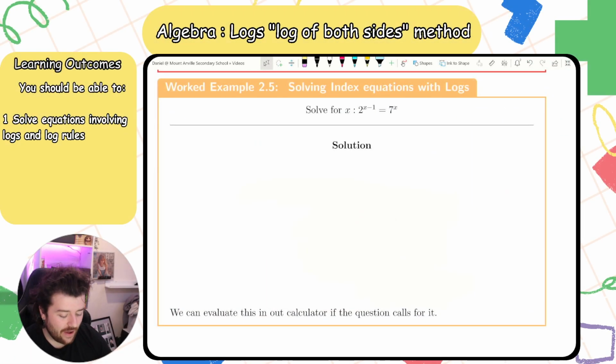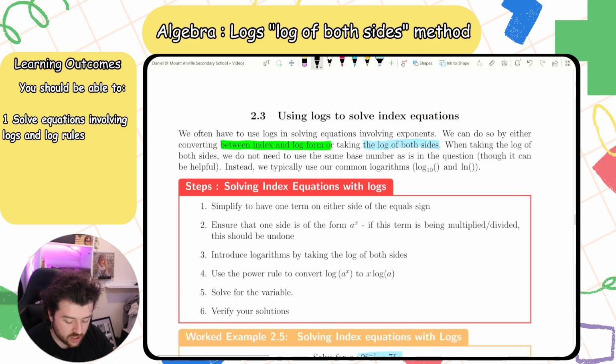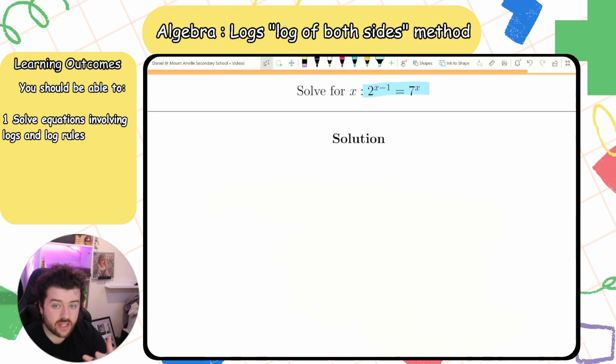Hello everyone. In this video we're still looking at solving log equations, but we're going to be looking at a method called getting the log of both sides. You might have heard of that before. It's just another method we can use to solve index equations. It's very handy if I have an index equation where I have an unknown in my exponent. And what does taking the log of both sides just mean? It just means you introduce a log to it.